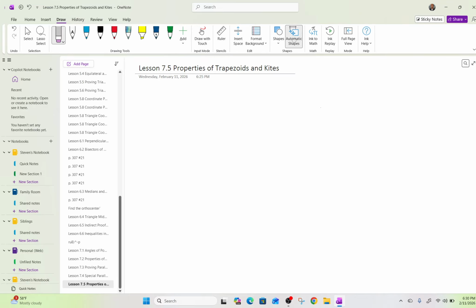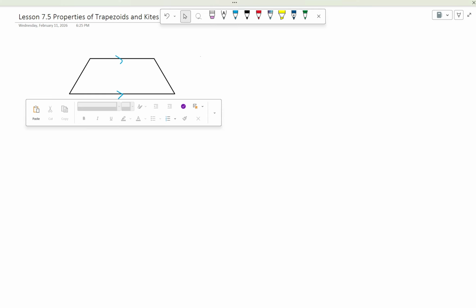Let me see if my auto shapes button. There we go. Make sure this guy's on. There we go. Here is a trapezoid. This is what makes a trapezoid by definition. There are parallel sides in one set when we have a trapezoid. So this is what a trapezoid is.